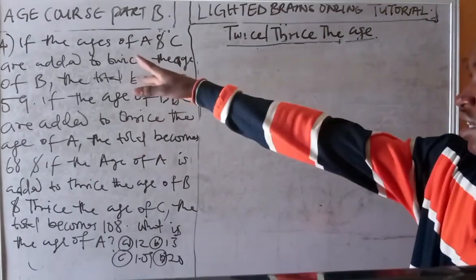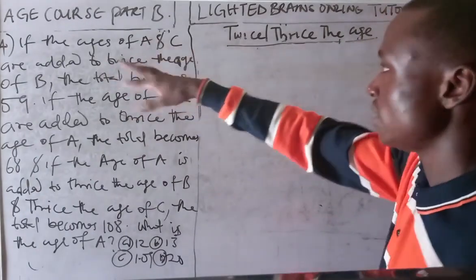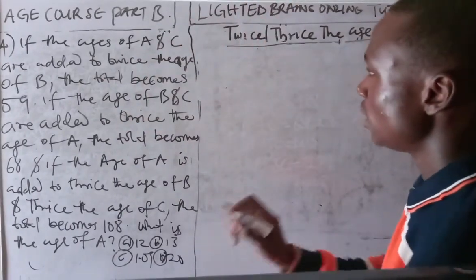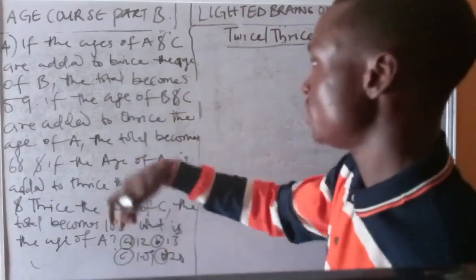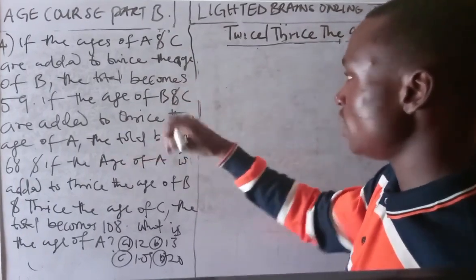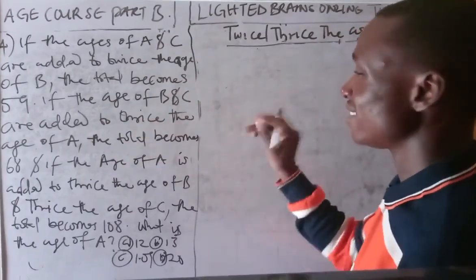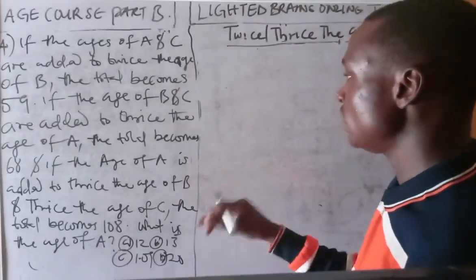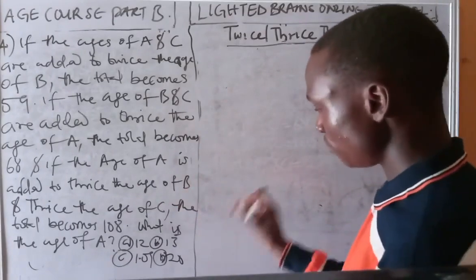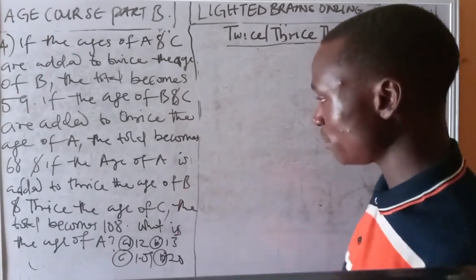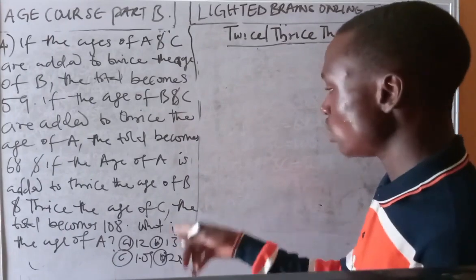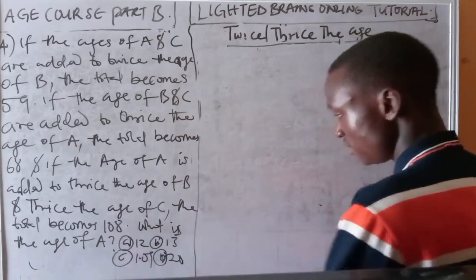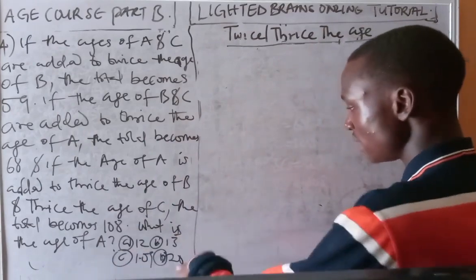They say that if the ages of A and C are added to twice the age of B, the total becomes 59. If the ages of B and C are added to thrice, 3 times, the age of A, the total becomes 68. And if the age of A is added to thrice the age of B and thrice the age of C, the total becomes 108. What is the age of A? A 12, B 13, C 1.09, and D 20.